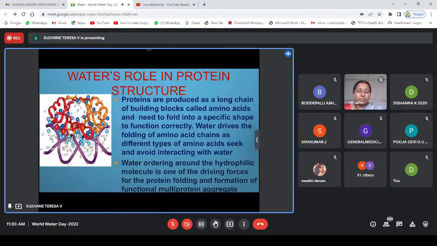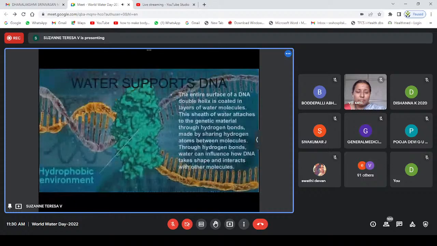Water's role in protein structure. Proteins are produced as long chains of building blocks called amino acids and need to fold into a specific shape to function properly. Water drives the folding of amino acid chains as different types of amino acids seek and avoid interacting with water. Water ordering around the hydrophilic molecules is one of the driving forces for the protein folding and formation of functional multiprotein aggregates.